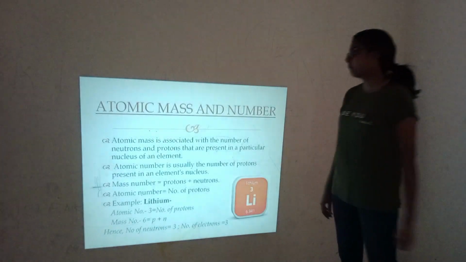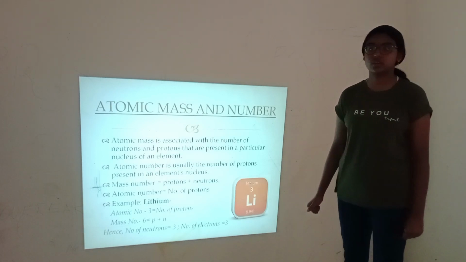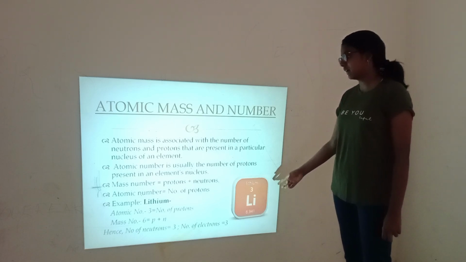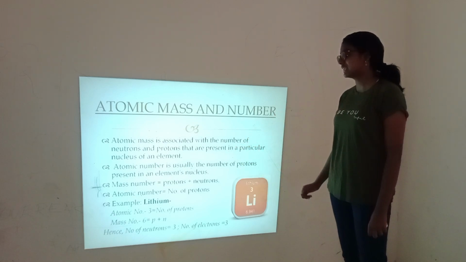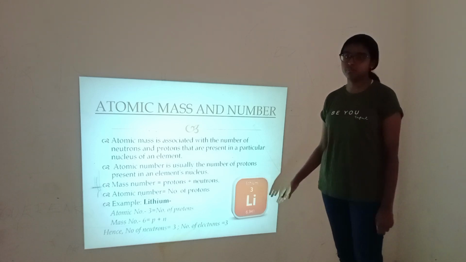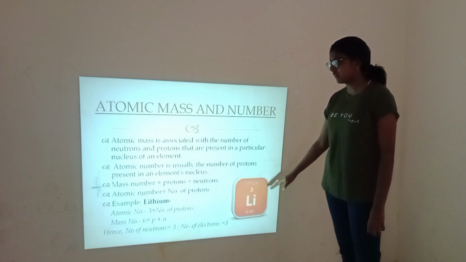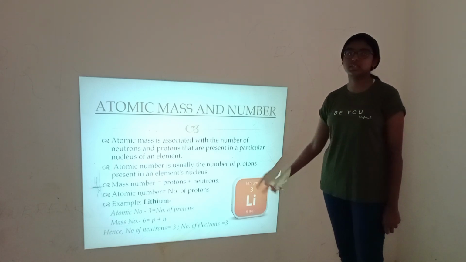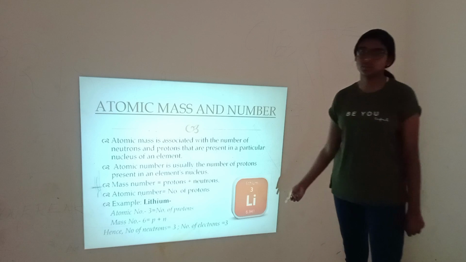Next we have atomic mass and number. Atomic mass is associated with the number of neutrons and protons present in the nucleus of an atom. Here we have taken the example of lithium. The atomic number is the number of protons present in an element's nucleus. Atomic number is equal to the number of protons, and mass number is equal to protons plus neutrons. In the example of lithium, the atomic number is 3, which is equal to the number of protons, and the mass number is 6, which is equal to protons plus neutrons. So the number of neutrons is 3 and the number of electrons is also 3.